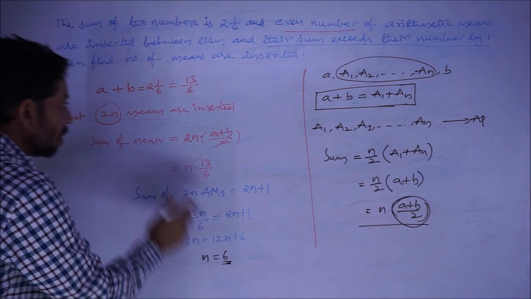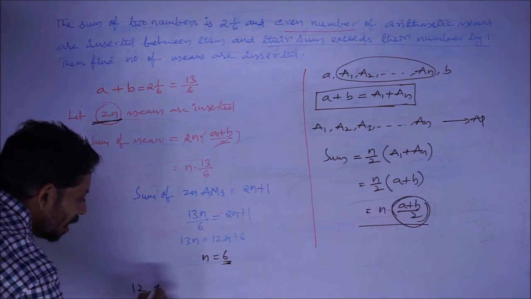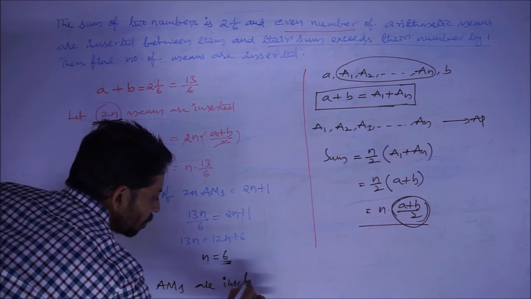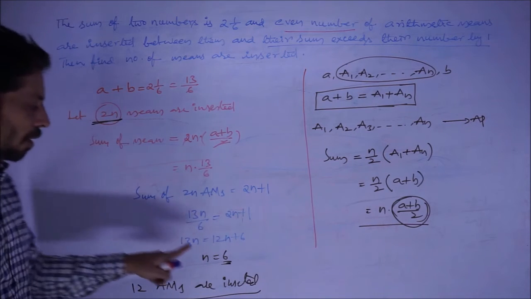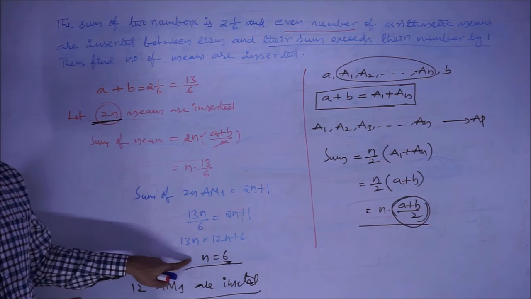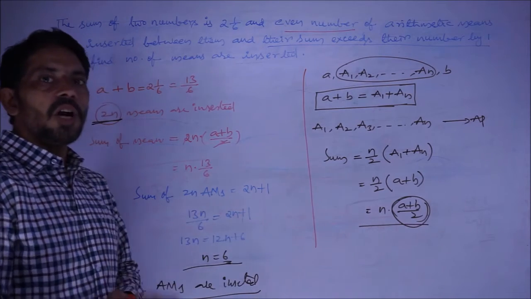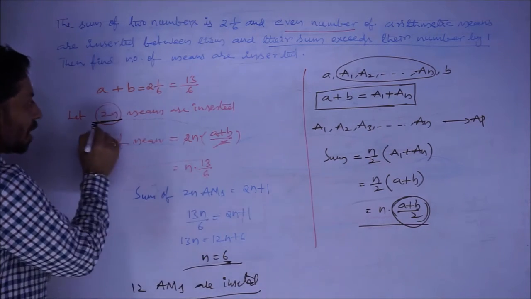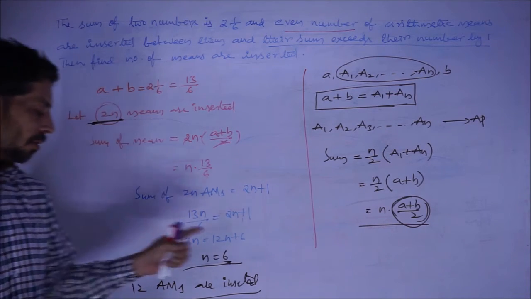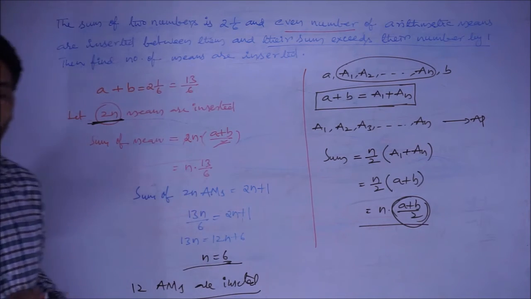This is not the answer. How many means are inserted? 2n. So in total, 12 AMs are inserted. We should be very careful. If you just stop here, the solution is not complete, because after finding just the n value, it is not enough. We have not assumed that only n AMs are inserted. We have assumed that 2n AMs are inserted, so we need to find the 2n value. So 2 into 6, 12 AMs are inserted between the two numbers. We should be very careful.